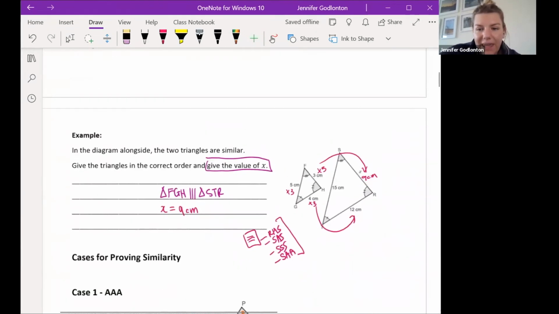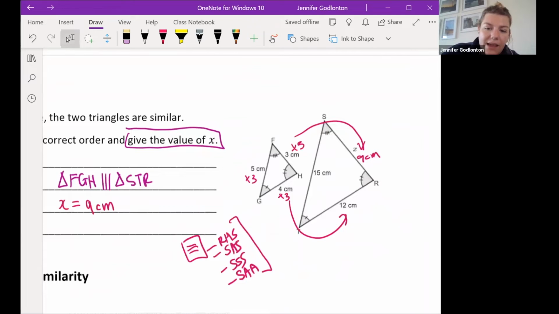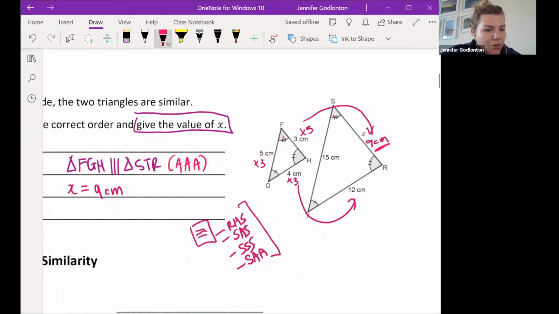So if we have a look up here, this one, they told us that those angles were the same. So if I wanted to give a reason here, I would have said AAA. But if they hadn't told us that those angles were the same and they had given us this 9, we could have said that they were similar because of sides being in proportion.